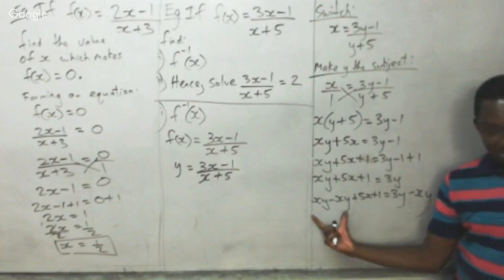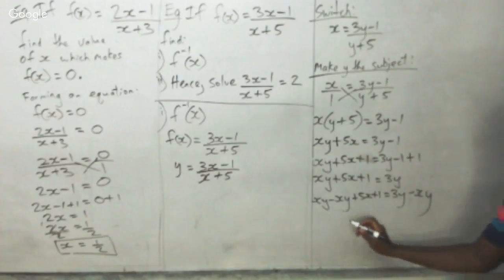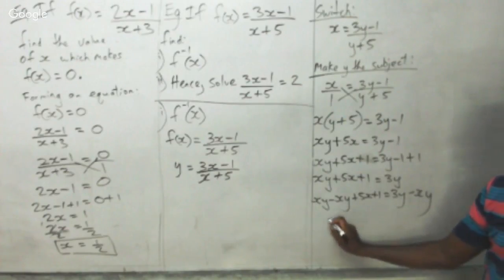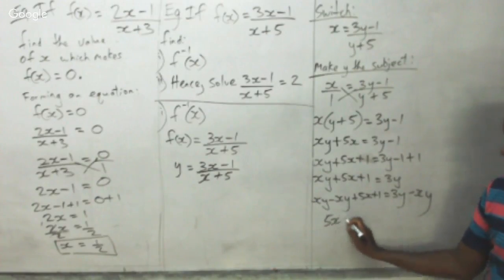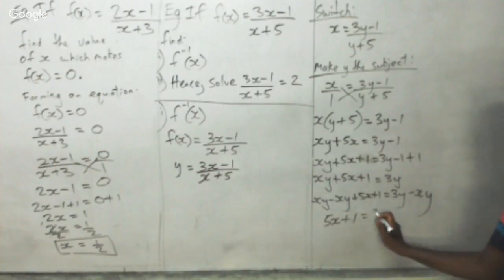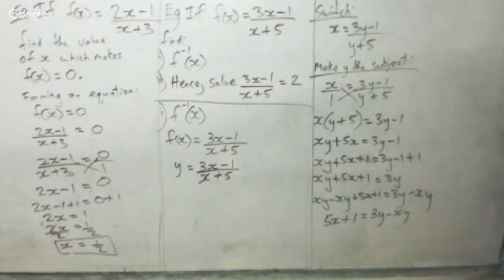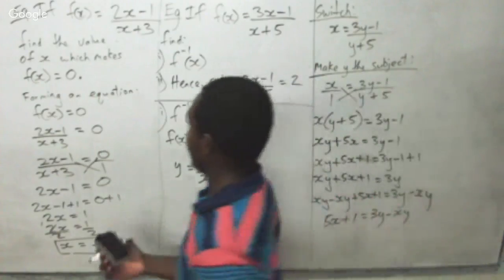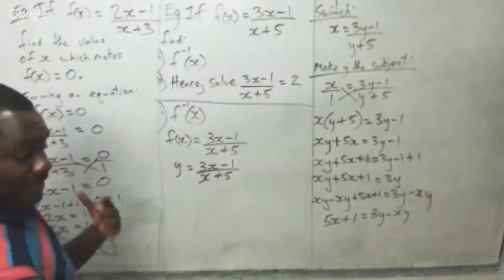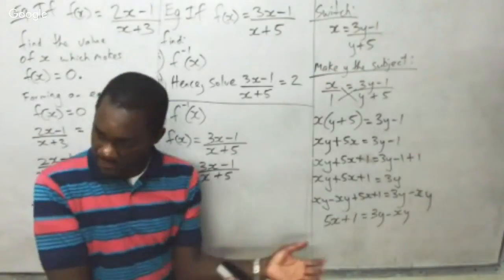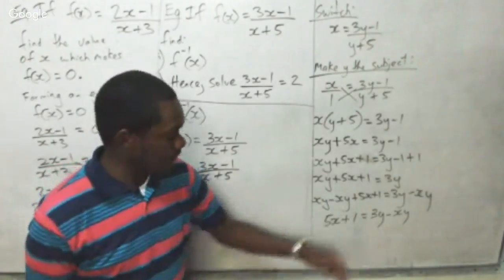So xy minus xy works out to zero, and you're left with 5x plus 1 equal to 3y minus xy. All right, so our objective is to do what? Make y the subject. That means you want y by itself, and you said you want to keep it on the right.